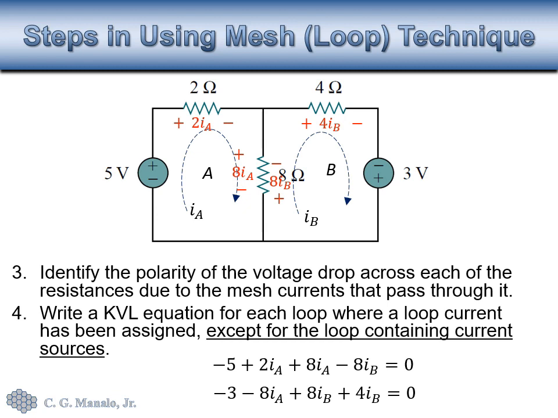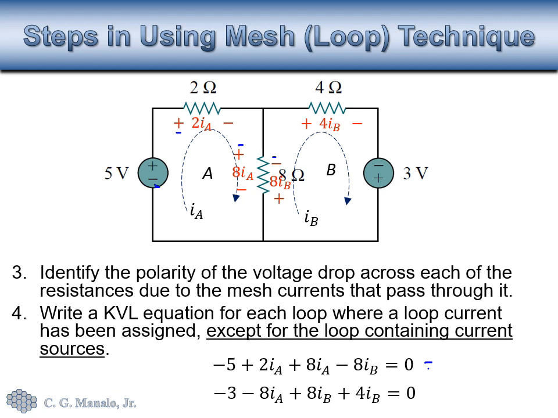So for loop A, this is the equation for loop A: that would be minus 5. We go around clockwise while we add the voltage drops. So that's minus 5 plus 2 I sub A plus 8 I sub A minus 8 I sub B, since there are two voltage drops across the 8 ohm element, and that would be equal to 0.